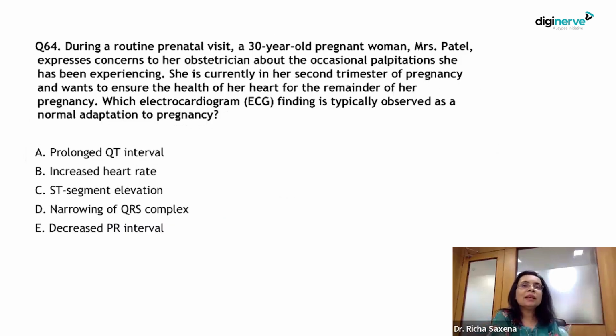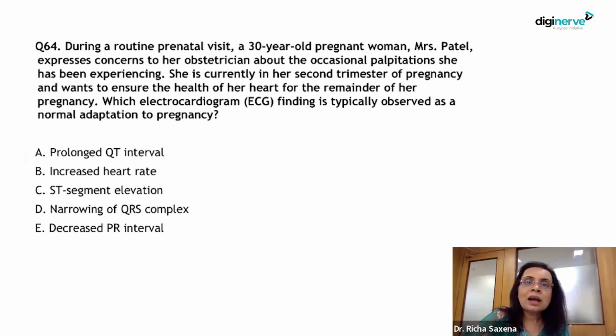During a routine prenatal visit, a 30-year-old pregnant woman, Mrs. Patel, expresses concern to her obstetrician about the occasional palpitations she has been experiencing. She's currently in her second trimester of pregnancy and wants to ensure the health of her heart for the remainder of her pregnancy. Which ECG finding is typically observed as a normal adaptation to pregnancy?